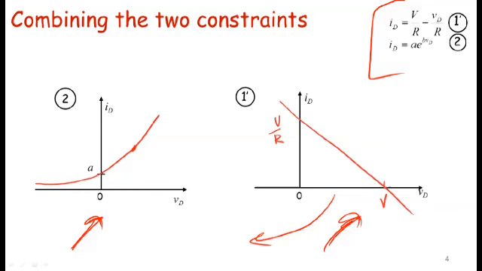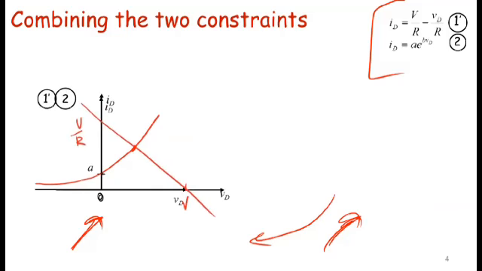Let me do that again. I take one of the curves and superimpose it on top of the other curve, given the same axes and the same scales for the axes, and then I find the solution at the point where the two intersect.